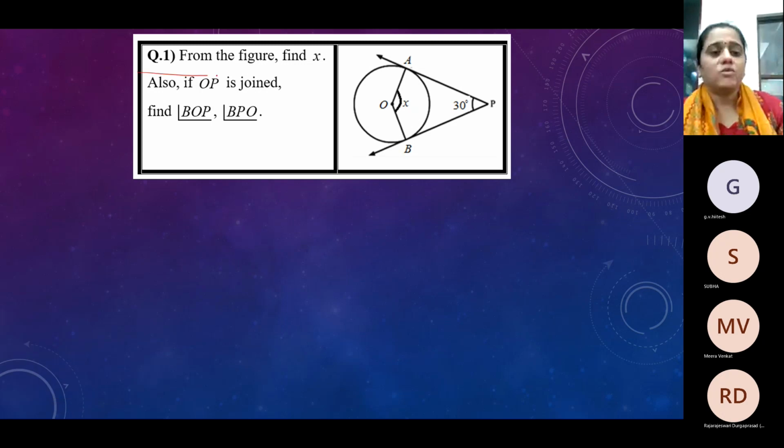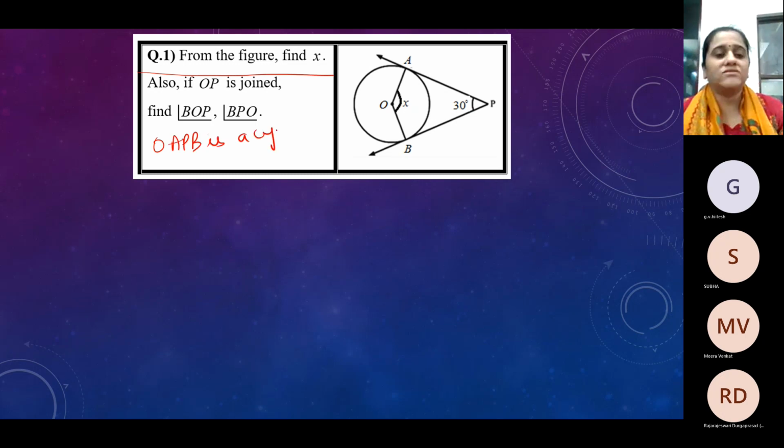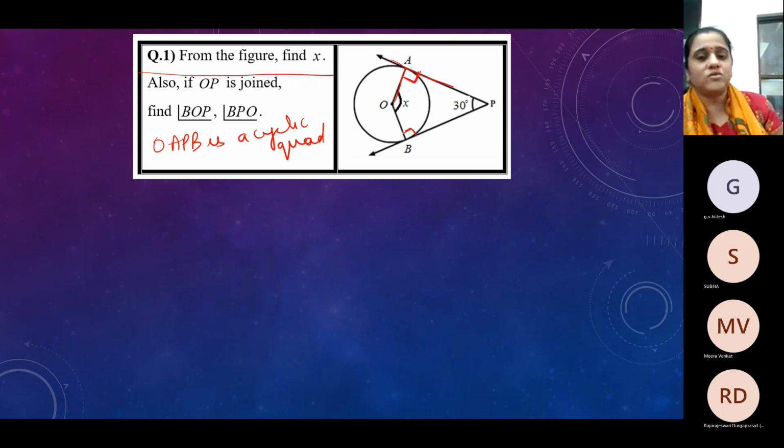Now, because OAPB is a cyclic quadrilateral, let's understand how quickly. Is this 90 degrees? Radius and tangent. Radius OA is the radius, this is the tangent. At A, they are 90 degrees. Yes or no? This also is 90. Yes or no? So what is a cyclic quadrilateral?